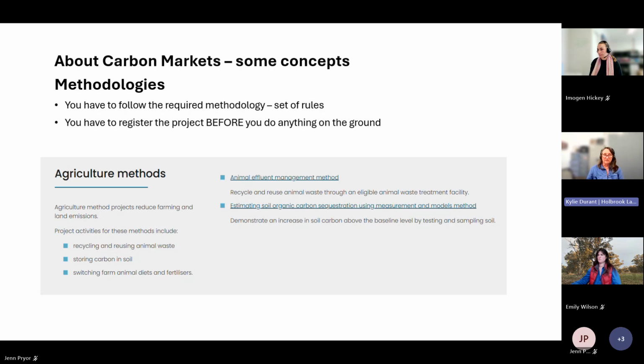So the methods, I'll flash these up, but I think Emily will go into them a bit more. Straight off, the Clean Energy Regulator is the government organisation that contains all the information that you need about projects, and this is just straight from them. So there are agricultural methods, the soil carbon one is there. Next slide, please.